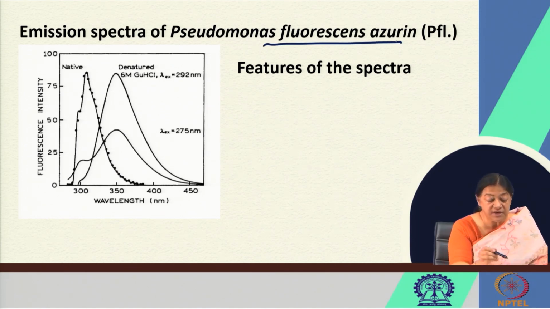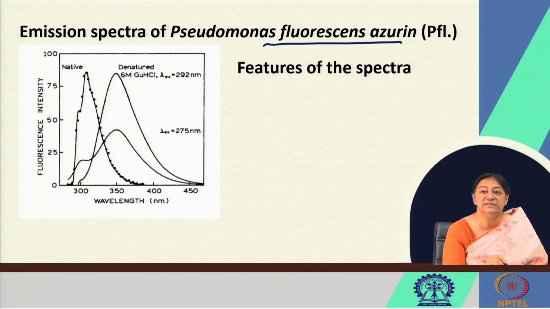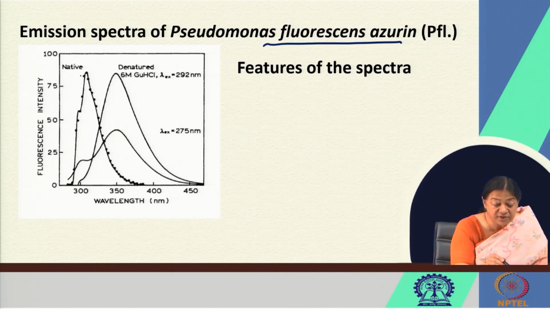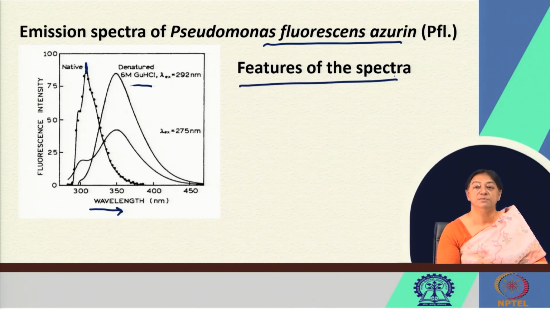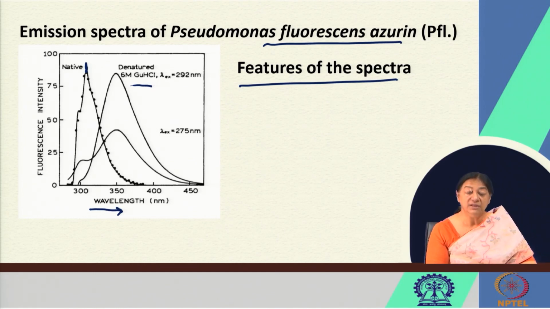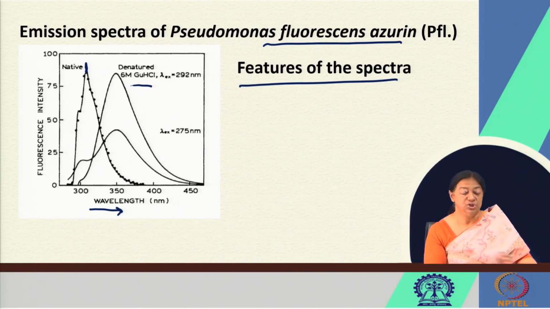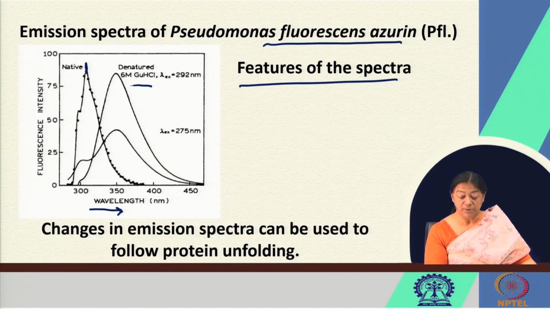Now, what do we observe here? Here we have the fluorescence intensity versus the wavelength in the graph. Here is our peak for the native, and here we have what is called a red shift towards a longer wavelength for the denatured 6 molar GuHCl protein, indicating that these are the specific features of the spectra that we have to observe. We see that for the native one we have an emission at a particular wavelength, for the denatured one we had a red shifted emission spectra.